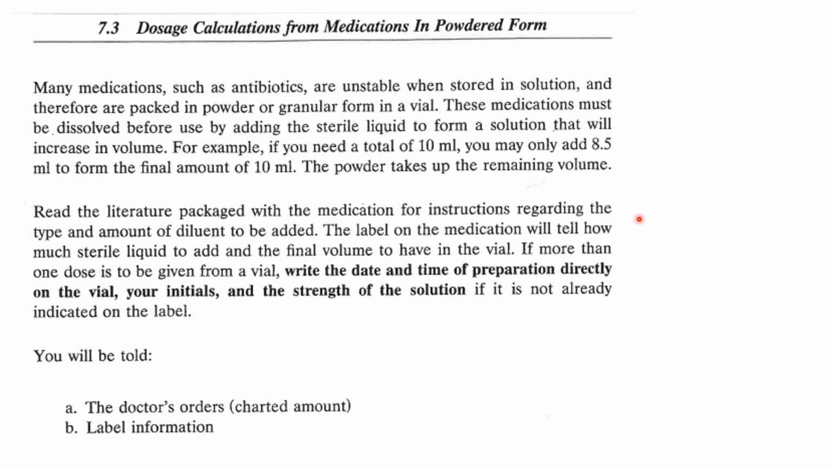So read the information packed with the medication regarding the amount of diluent to be supplied and the type. The label on the medication will tell you how much sterile liquid to add and the final volume to have in the vial. If more than one dose is given from a vial, and sometimes it's not, write the date and time of the preparation directly on the vial, your initials, and the strength of the solution if it is not already indicated on the label.